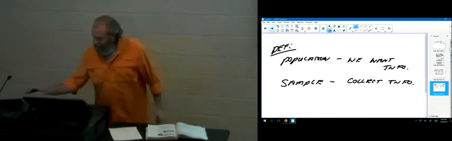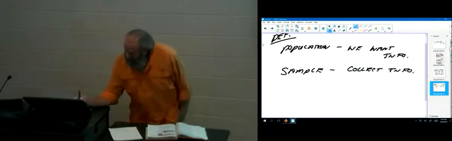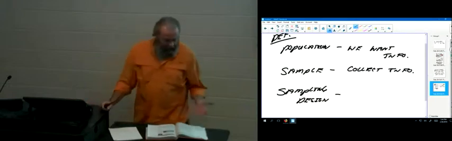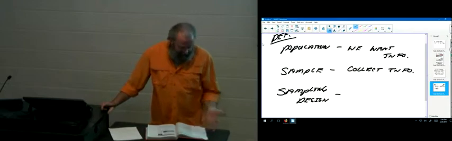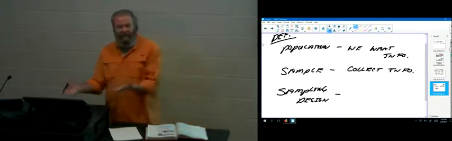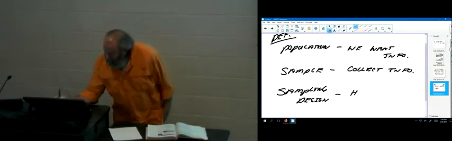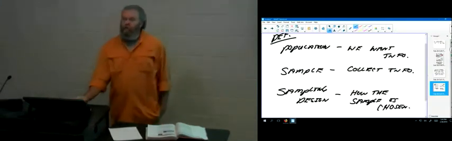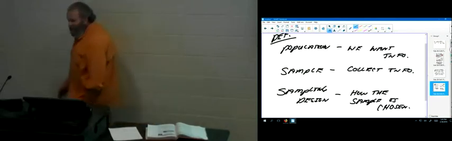There's a third one here. Right? So the third one is something called the sampling design. It says the sampling design describes exactly how to choose a sample. So the way I think about the sampling design is how the sample is chosen. There's wrong ways to do this. There's right ways to do this.